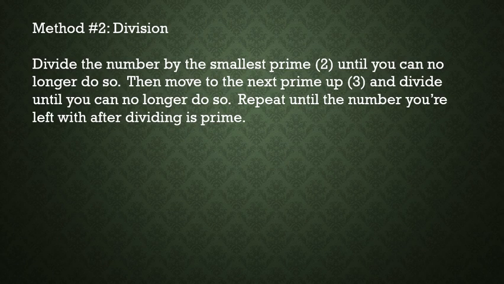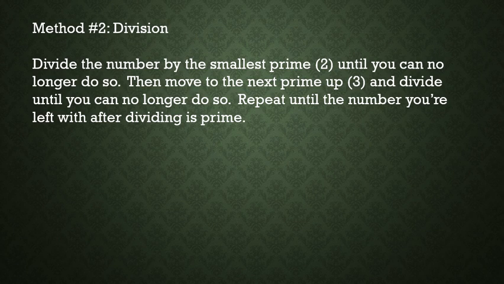You're going to divide the given number by the smallest prime until you can no longer do so. Then you're going to move to the next prime up, which is 3, and you're going to divide what's left over until you can no longer do so. And you're going to repeat this process until the number that you're finally left with after dividing all that you can is a prime number.